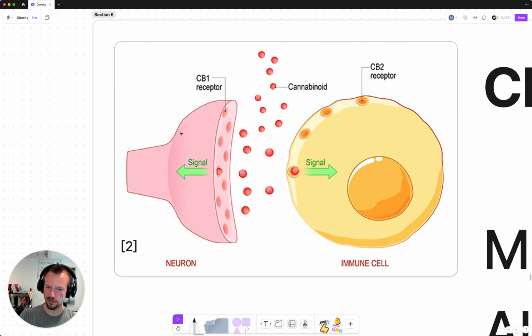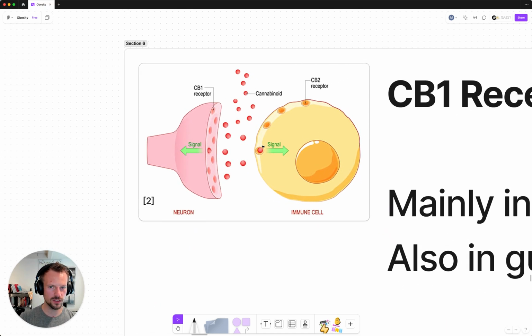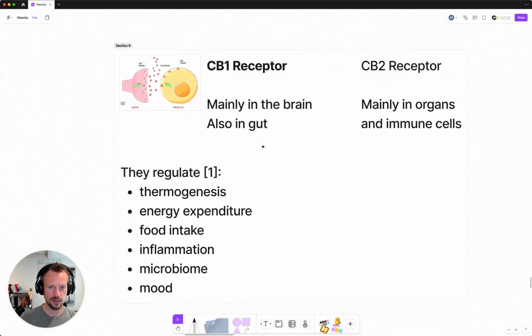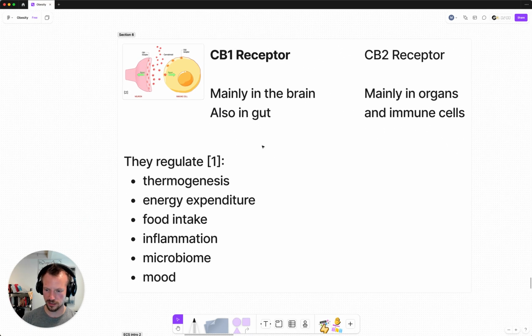You have CB1 receptors and you have CB2 receptors in your body, and they can be activated and they can be turned off. So we have CB1 receptors. They're mainly in the brain, but also they are in your gut and your digestive system. You have CB2 receptors. They're mainly in your organs and immune cells. And together they regulate thermogenesis, which is how your body creates heat from energy substrate, energy expenditure, and your resting metabolic rate, your food intake, your hunger hormones, again, energy expenditure, so your metabolism, which is the other side of that. Levels of inflammation in your body, also the constituency of your microbiome and your mood.